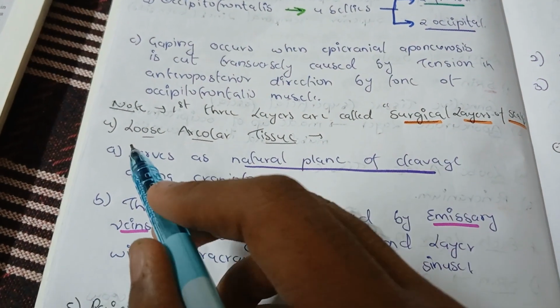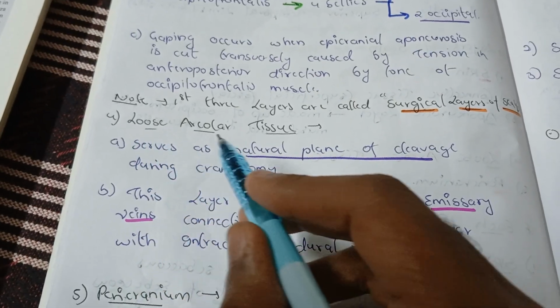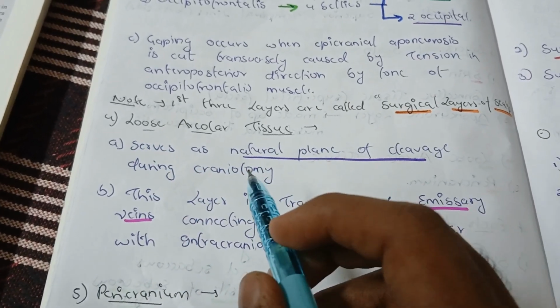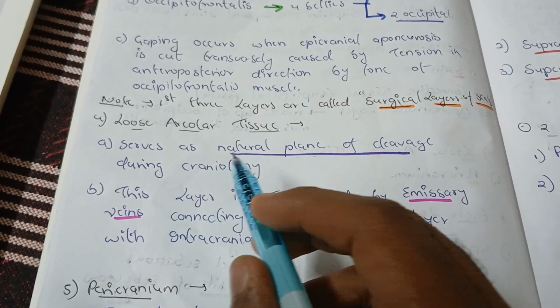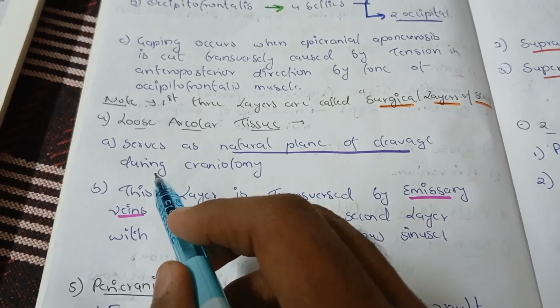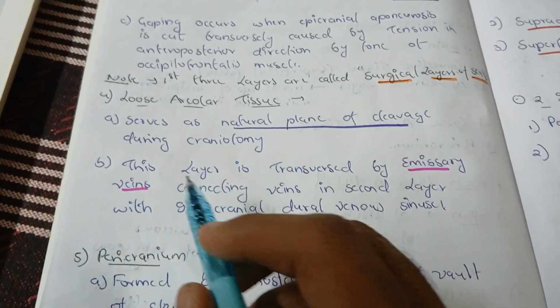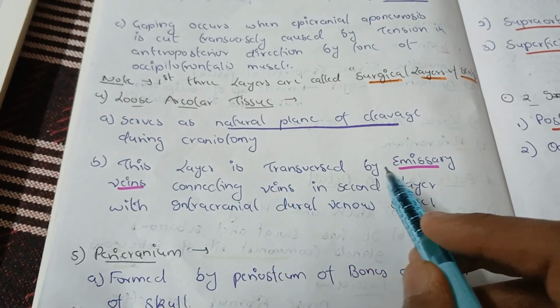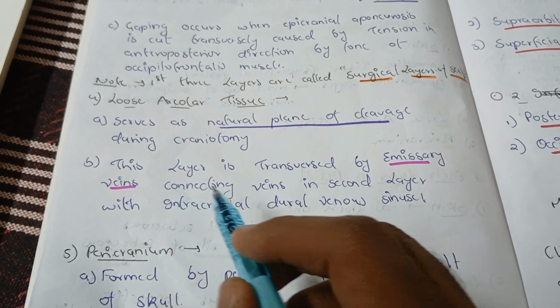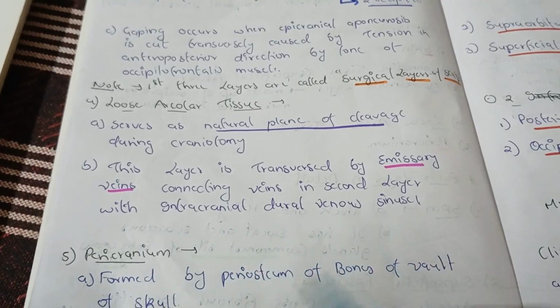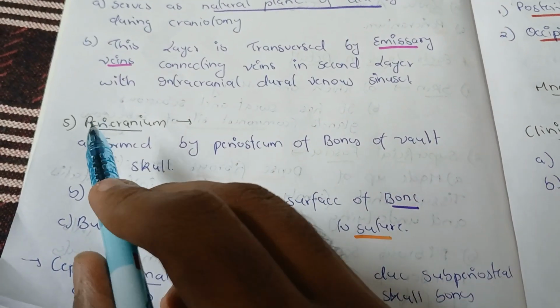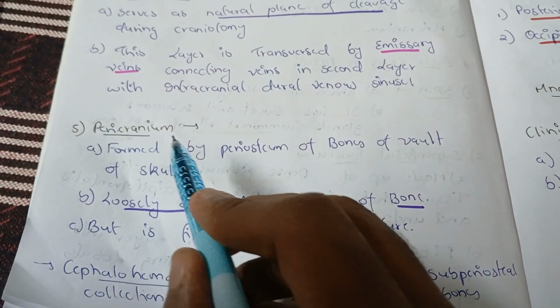Now let's go to the fourth layer of the scalp, that is the loose areolar tissue layer. As the name suggests, it consists of loose areolar tissue. It serves as a natural plane of cleavage during a craniotomy procedure. This layer is traversed by the emissary veins, the veins which connect the second layer with the intracranial dural venous sinuses. Now finally, let's go to the fifth layer of the scalp, also called the pericranium.